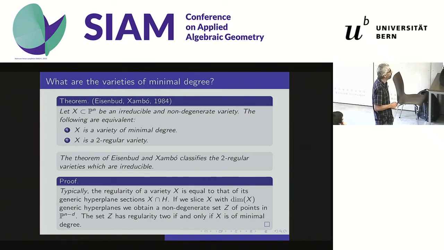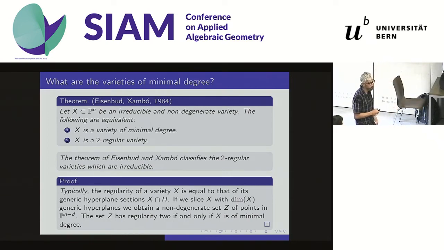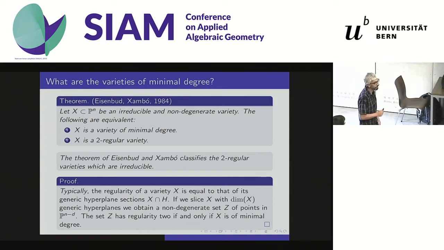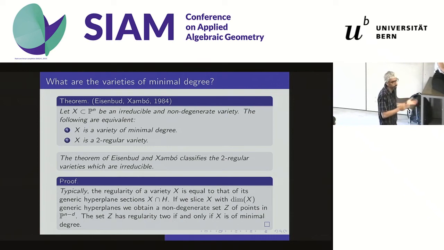Well, suppose that the set has regularity 2. Remember that a 2-regular set is a linearly independent set of points. So what we are saying is that Z is non-degenerate in P^(n-d) and is linearly independent. A non-degenerate linearly independent finite set must have n-d+1 points, right? Because we are in P^(n-d), and therefore the degree of X, which is the cardinality of this set of points, is n-d+1. So if X is 2-regular, then it's of minimal degree.